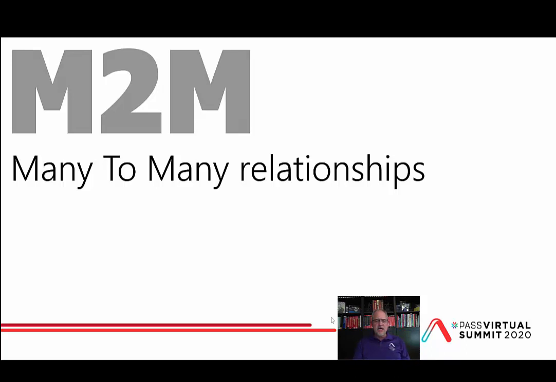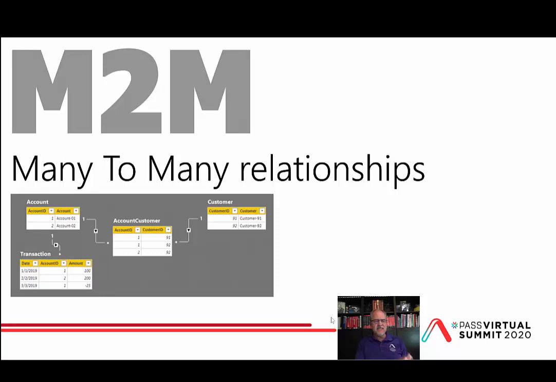Many-to-many relationships can be implemented a couple of different ways in Power BI. Now here's an example, just looking at a database schema of where a many-to-many relationship conceptually is necessary. So these are customer accounts, bank accounts. So we have customers in this table. We have transactions down here. Transactions are always associated with an account. Now an account can have multiple customers if it's a business account. And a customer can have multiple accounts.